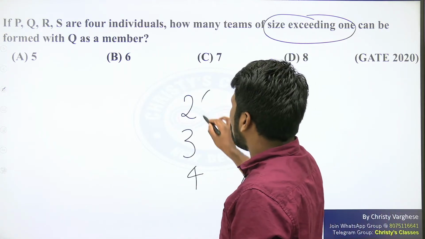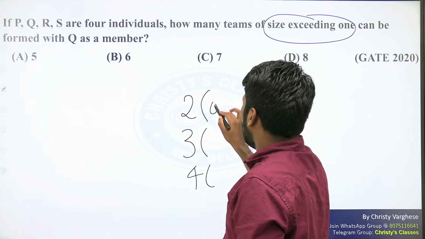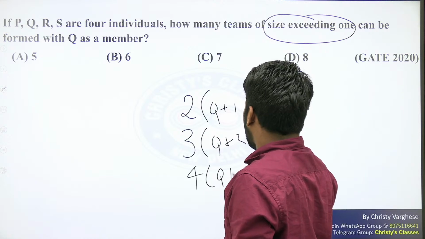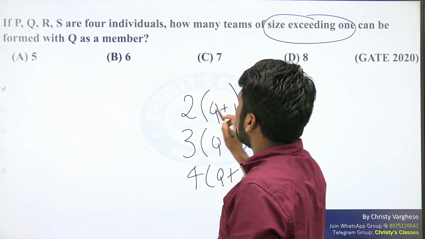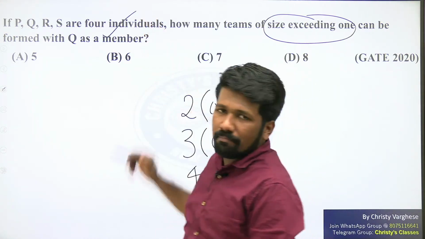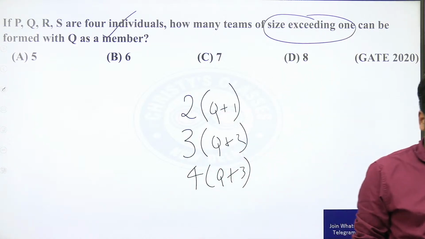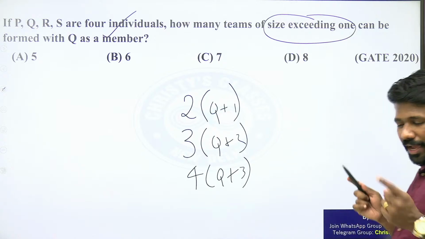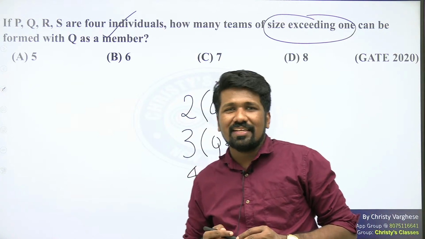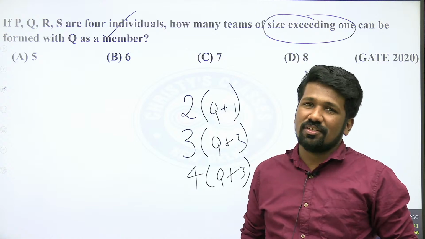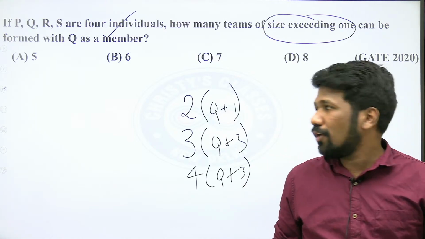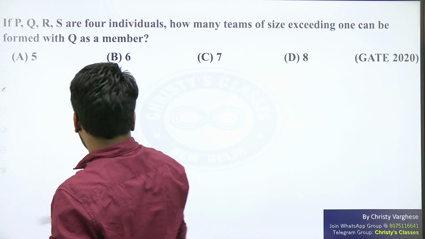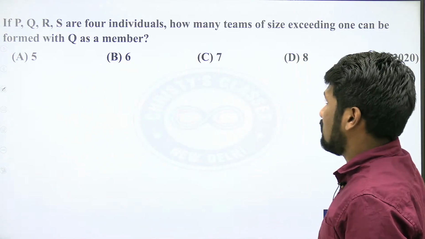And in every team, Q is a permanent member. Q is there for sure. Q plus 1, this is Q plus 2, and this is Q plus 3 people. Are you all understanding? Because Q is a member in all the types of teams. So this is a scenario. Did you all understand? You can do this question with combination, but that is unnecessary, that is time consuming. I will tell you the shortcut way of doing this question, or in general for bigger cases also the shortcut method will be much more effective.